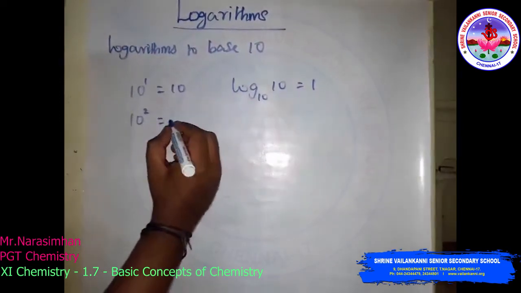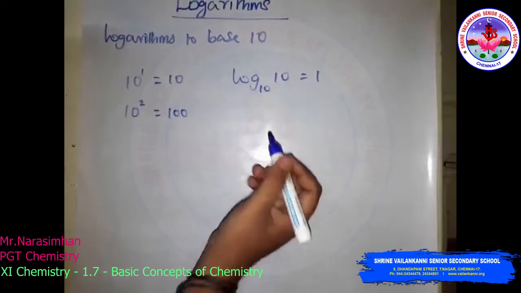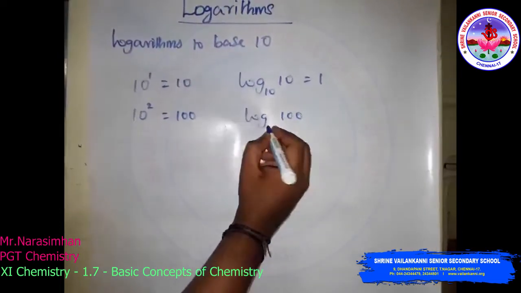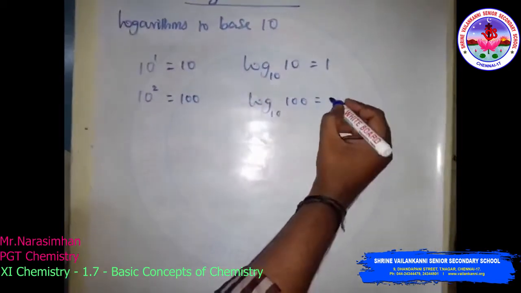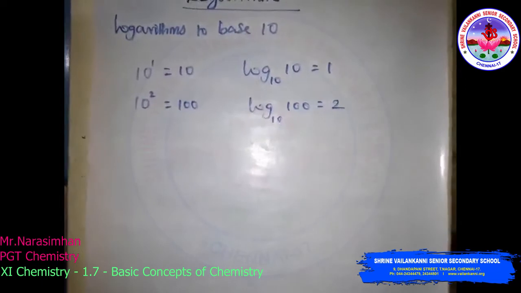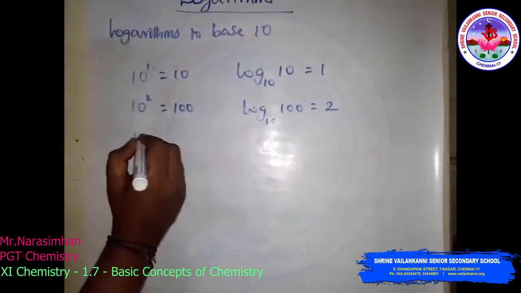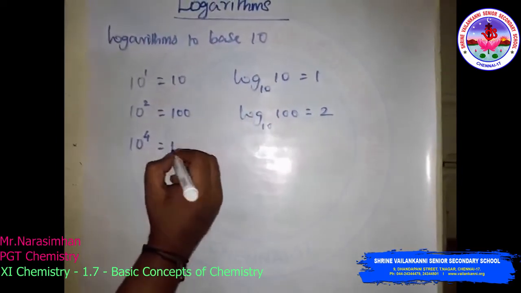Then 10 power 2 is equal to 100. How can we write the same thing? Log of 100 to the base 10 is equal to 2. In a similar way, 10 power 4 is equal to 10,000.